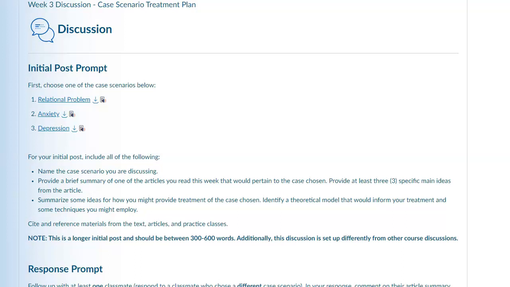And then you are going to summarize the ideas of how you might use the content from that article to provide treatment to the case chosen. So you're identifying the theoretical model, and you're also going to indicate some techniques and specifically how you would carry those out within this case.